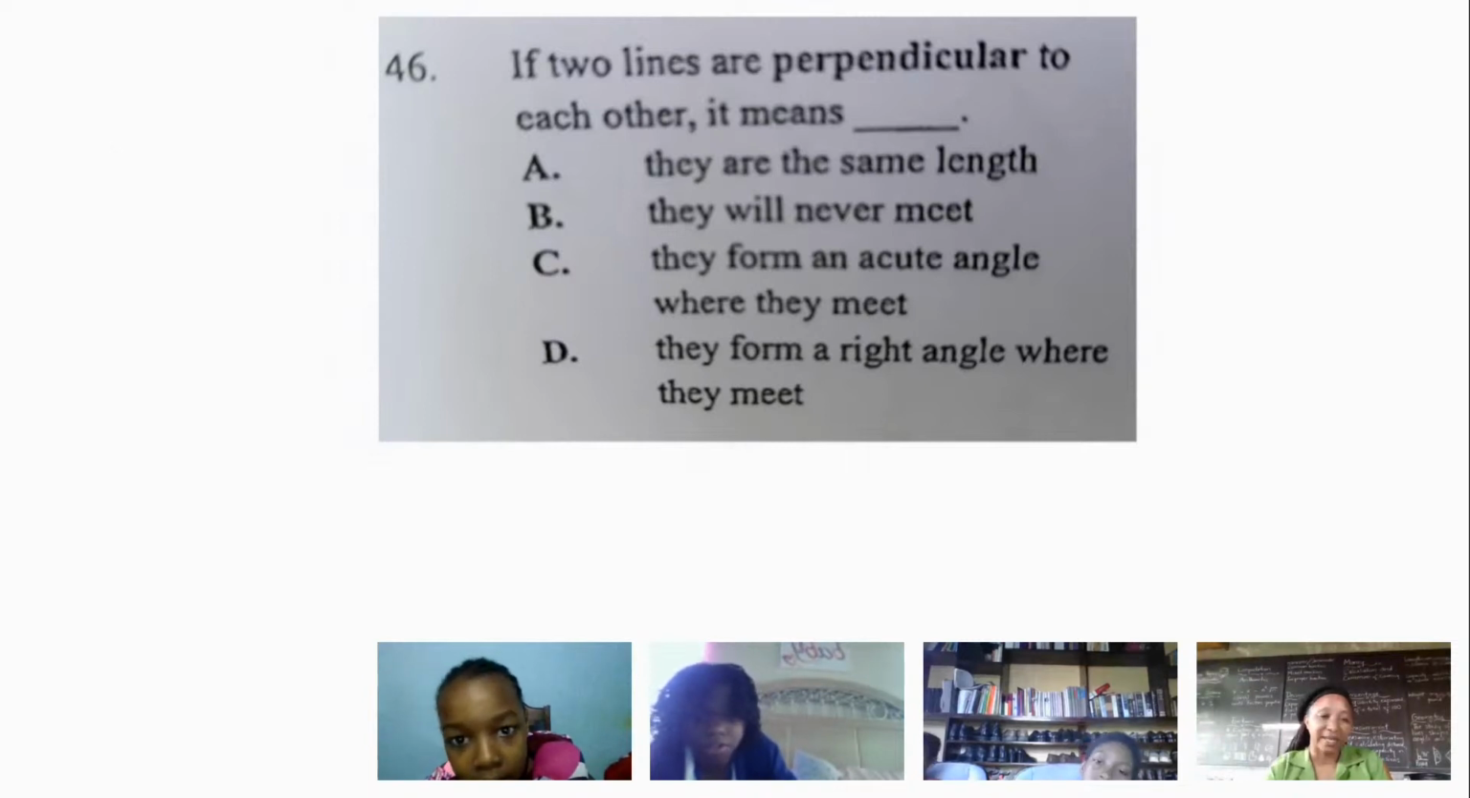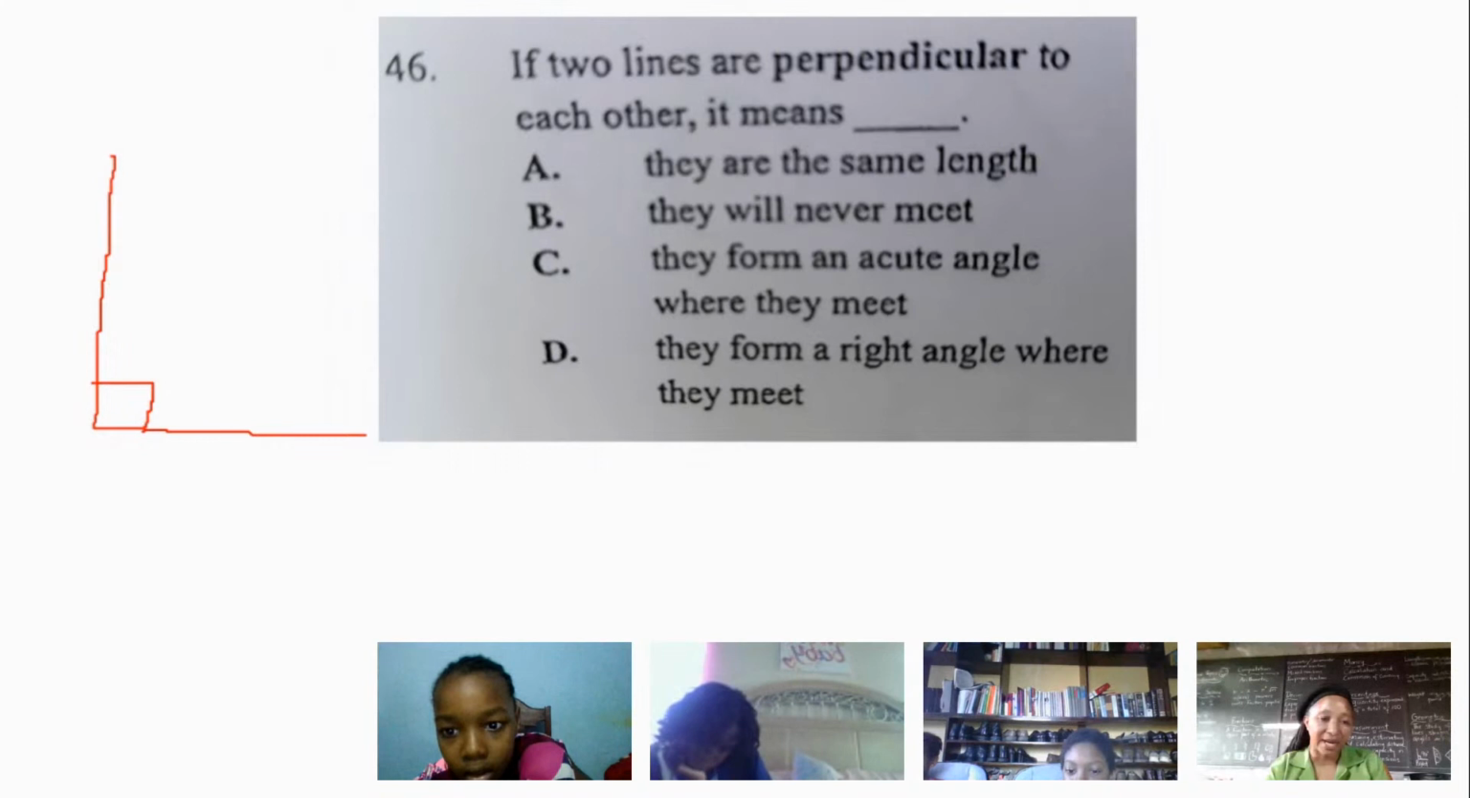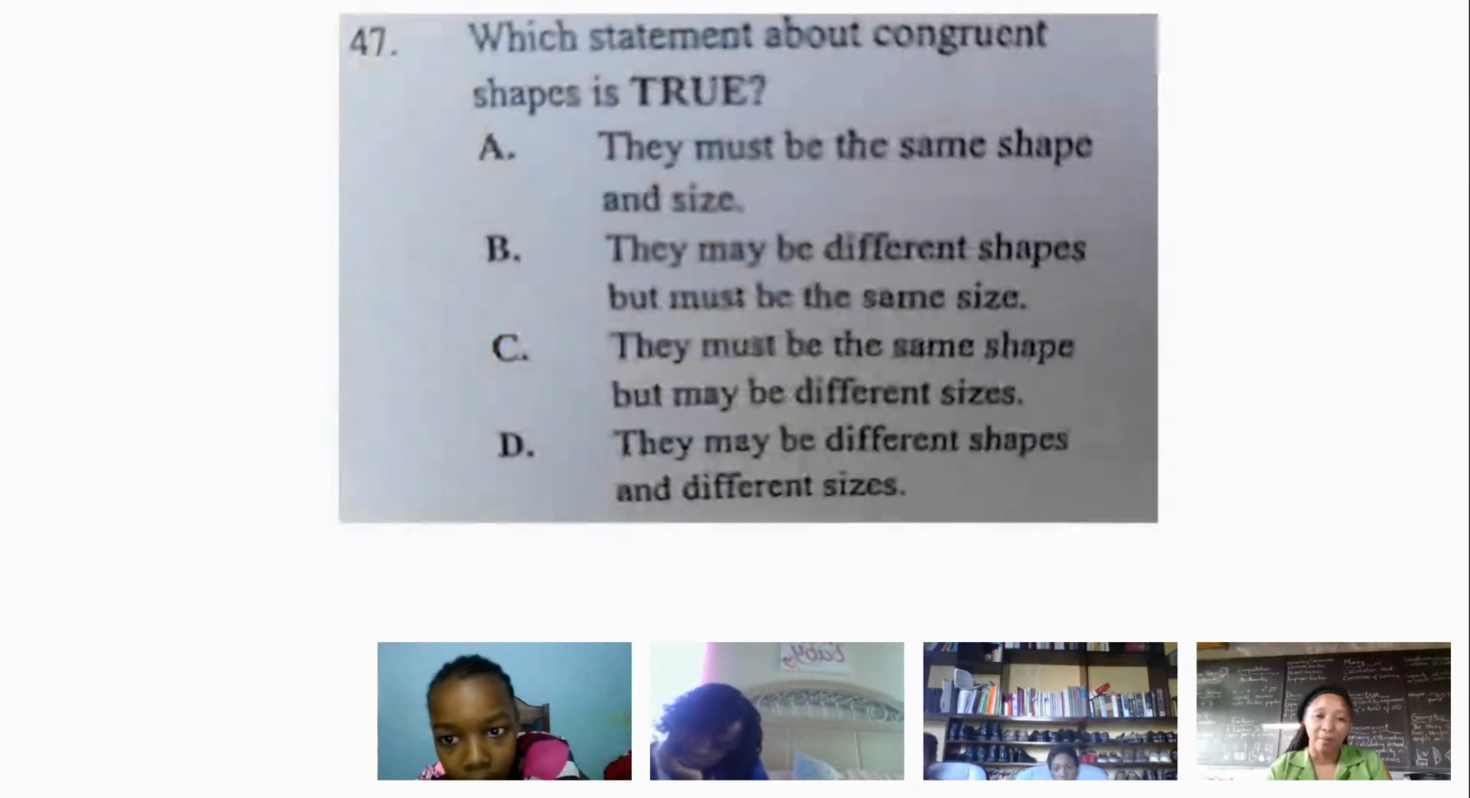All right, so perpendicular lines. So we have a vertical component and a horizontal component, and they form a right angle where they meet. So that's correct. Amari, 47.